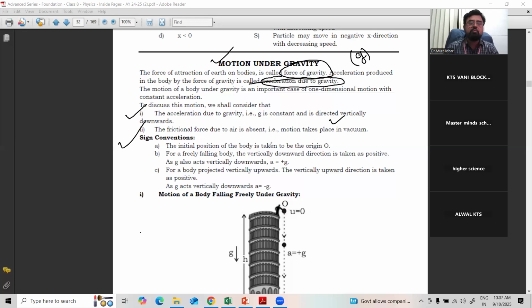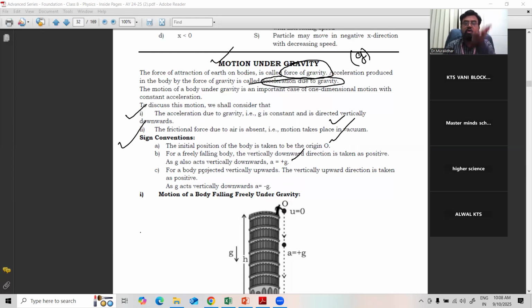The initial position of the body is taken as origin, that is 0. For a freely falling body, which is coming downwards towards the earth, the vertical downward direction is taken as positive, and g also acts vertically downwards. So a is equal to plus g only, because it is coming towards the gravity.